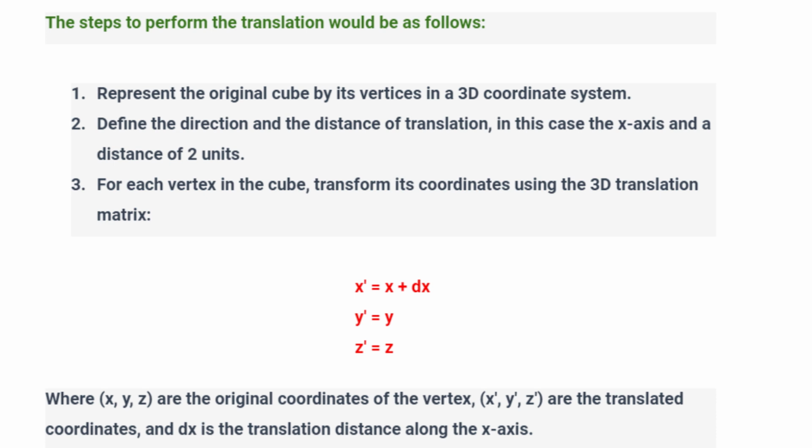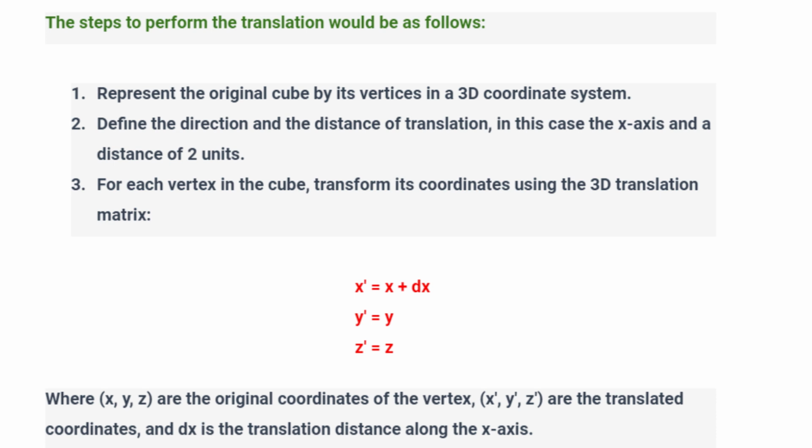Represent the original cube by its vertices in a 3D coordinate system. Define the direction and the distance of translation, in this case the x-axis and a distance of 2 units. For each vertex in the cube, transform its coordinates using the 3D translation matrix.